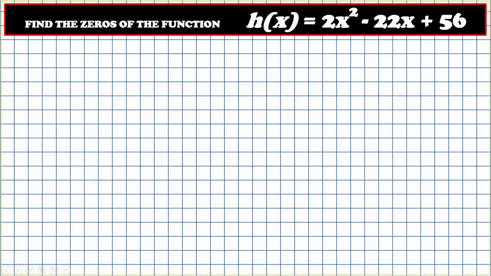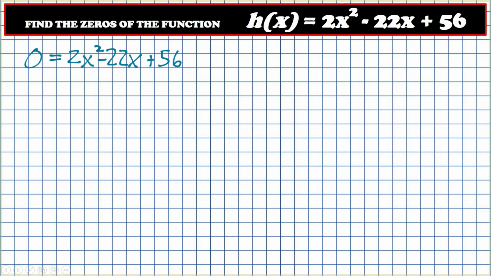In this example, we have the function h of x equals 2x squared minus 22x plus 56, and it's not asking us to graph it this time, it's just asking us to find the zeros. What are the values of x that will turn the expression 2x squared minus 22x plus 56 into 0? So to start that problem, I'm going to write it just like that. 0 equals 2x squared minus 22x plus 56. And I want to know what value of x makes the right side equal 0 to match the left side. What are the zeros?